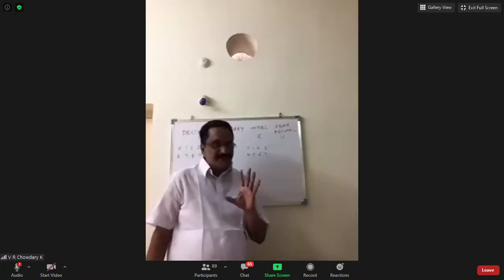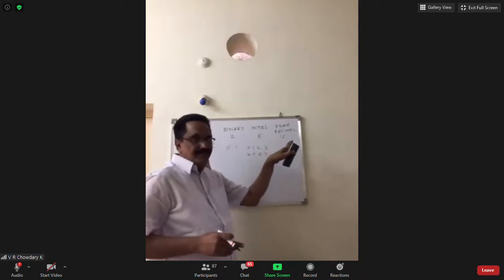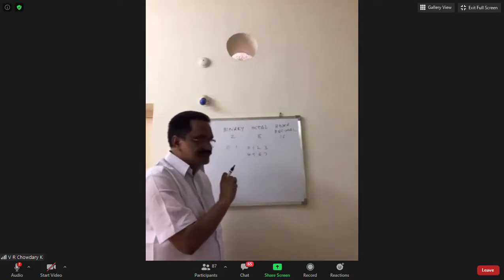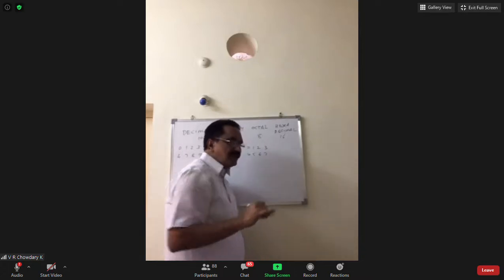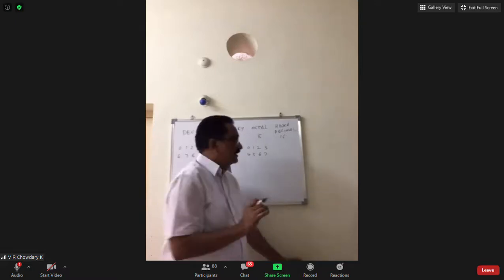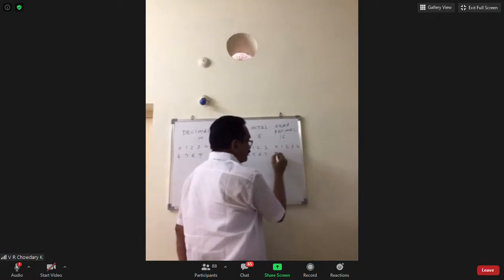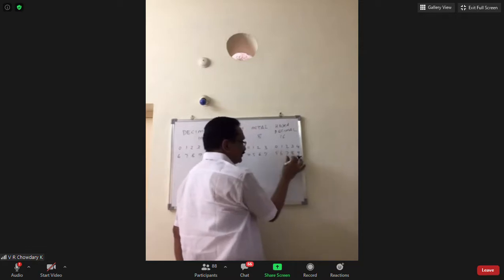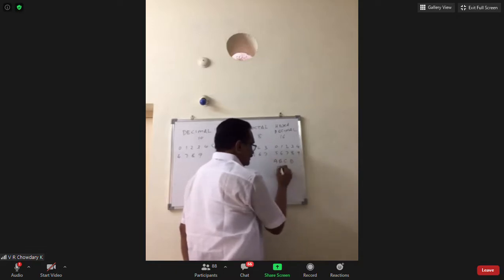In the case of the hexadecimal number system, the radix value is 16. The symbols used in the hexadecimal number system are decimal digits 0 to 9 and the uppercase alphabets A to F. That means 0, 1, 2, 3, 4, 5, 6, 7, 8, 9, digits from 0 to 9. Next, uppercase alphabets A, B, C, D, E, F.